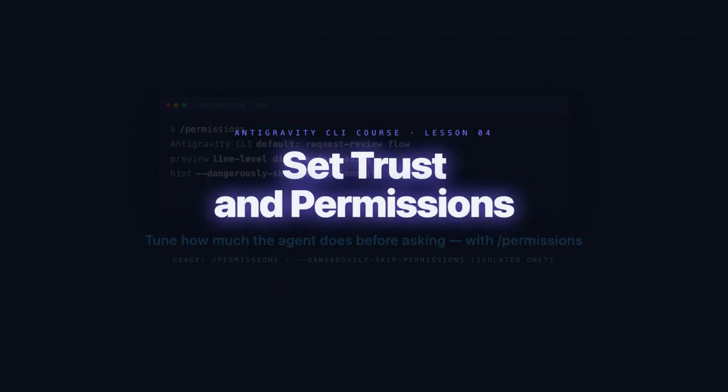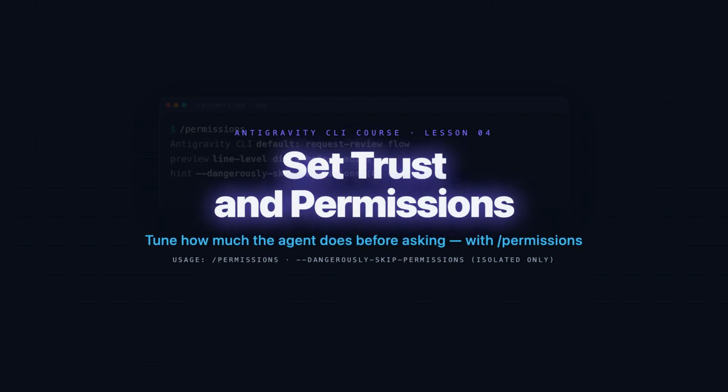A coding agent can read files, edit them, and run commands, so the real question is how much of that it may do before asking you first. In this lesson, we look at permissions, the dial that governs how much Antigravity does on its own, and the turbo flag that removes the prompts entirely. Let's drop into the terminal.